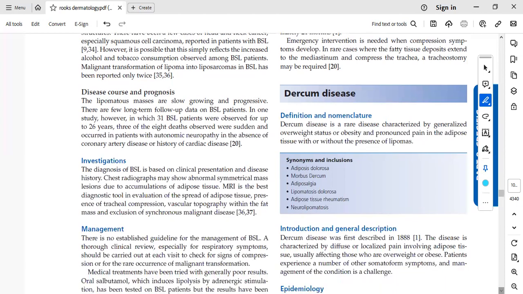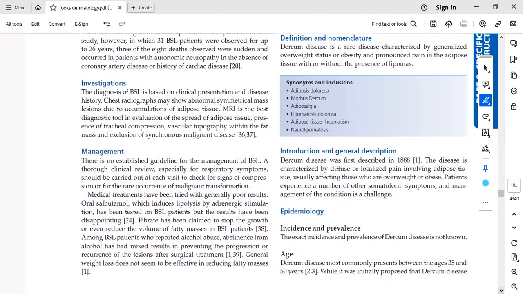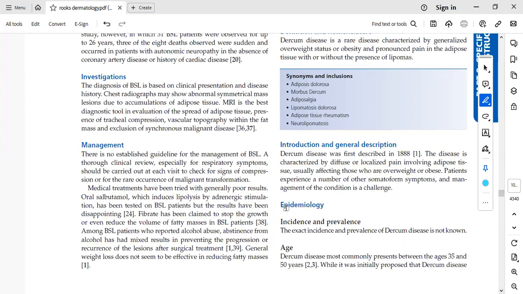The diagnosis of BSL is based on clinical presentation and disease history. Chest radiographs may show abnormal symmetrical mass lesions due to accumulation of adipose tissue, and MRI is the best diagnostic tool in evaluation of the spread of adipose tissue, presence of tracheal compression, vascular topography within the fat mass, and exclusion of synchronous malignant disease. So the best diagnostic tool you have to remember is MRI.